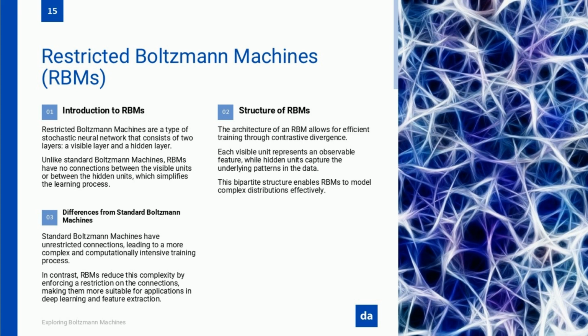While RBMs helped bridge the gap between Boltzmann machines and deep learning, they also laid the groundwork for even more powerful architectures, like deep belief networks, DBNs. These networks expanded on RBMs to create some of the earliest deep learning models capable of unsupervised feature learning. In the next section, we'll explore how DBNs work, why they were groundbreaking, and how they influence the evolution of modern AI.